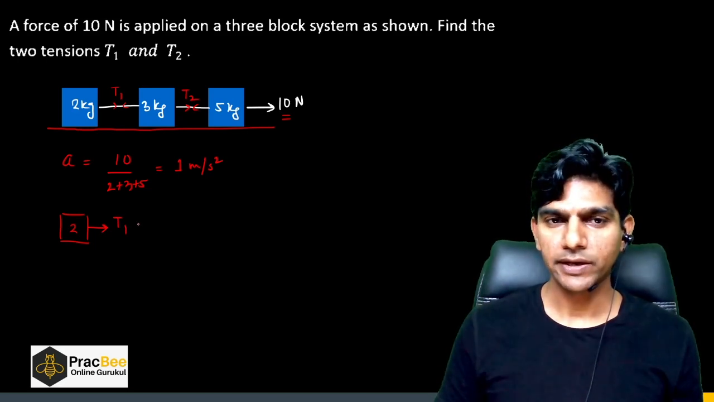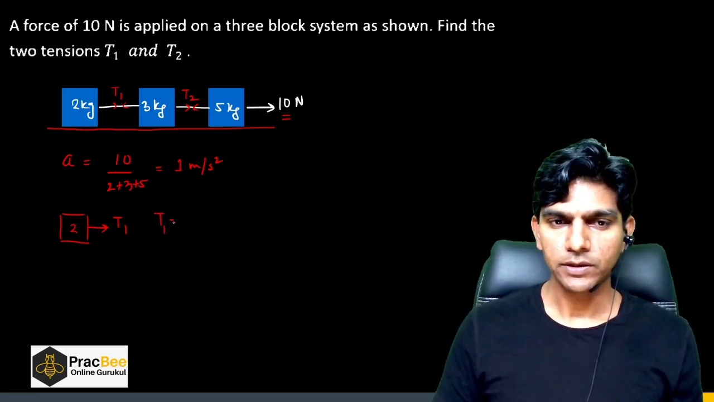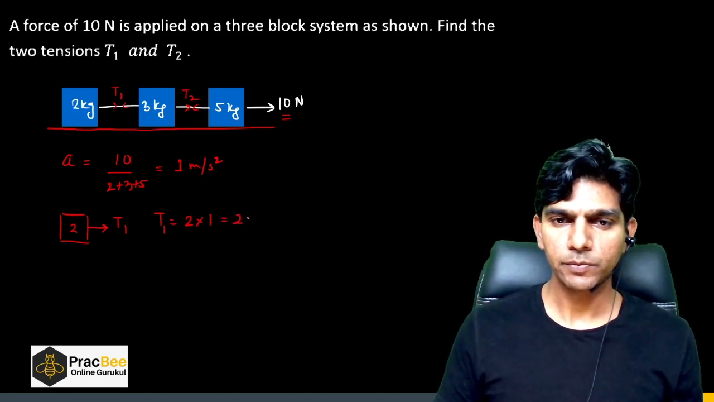Now this tension will provide acceleration to the 2 kg block. So T1 is equal to 2 times the acceleration, so this will be 2 Newton.